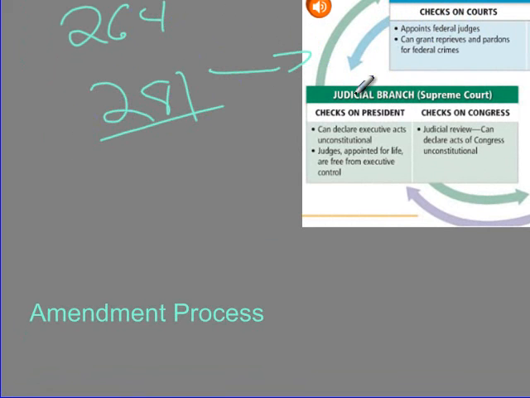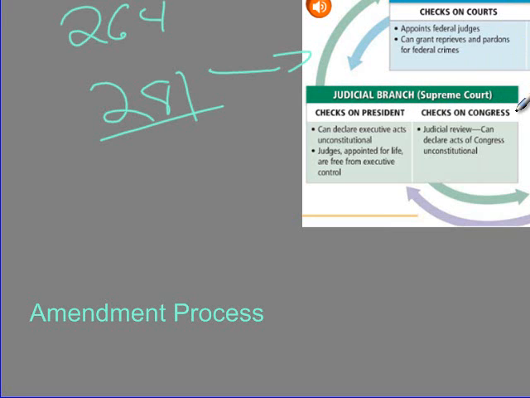court. You follow the blue arrow. That's what they do down here, and then you can see how they check on the president. This chart is very beneficial because it not only will explain checks and balances to you, it will also show you which part of the government is a part of each branch. So it's a good thing to look at. Page 264, checks and balances.